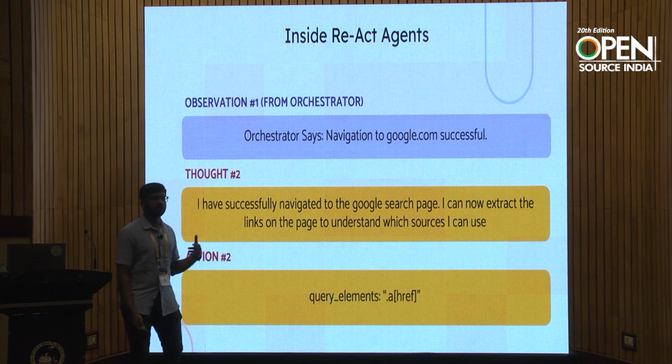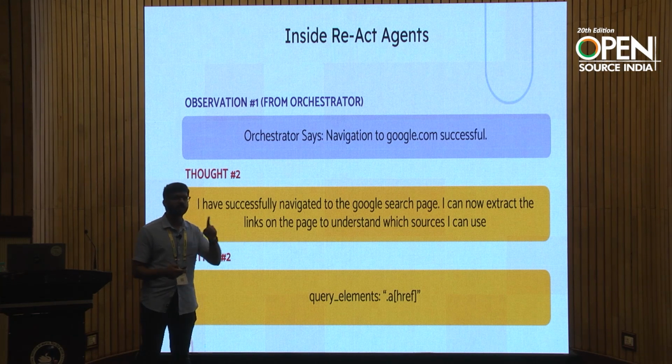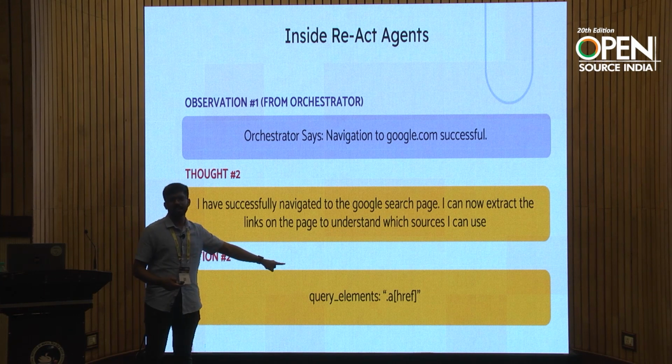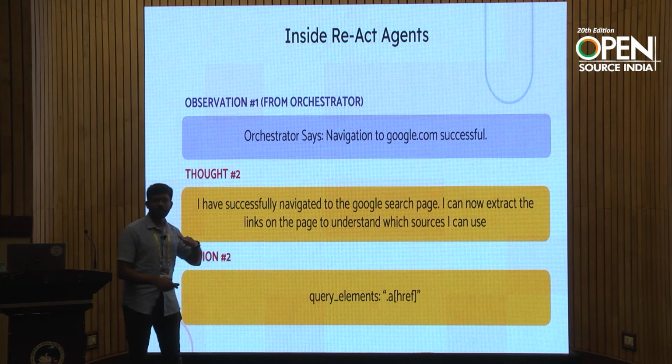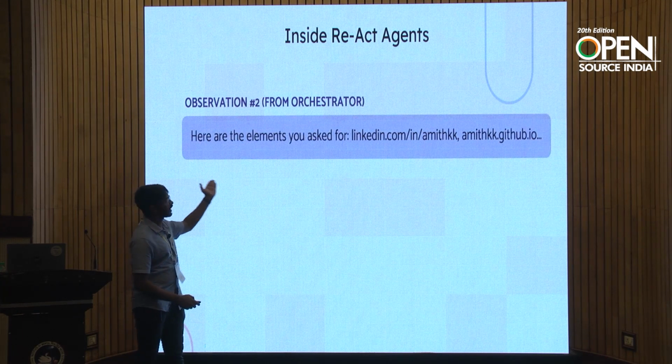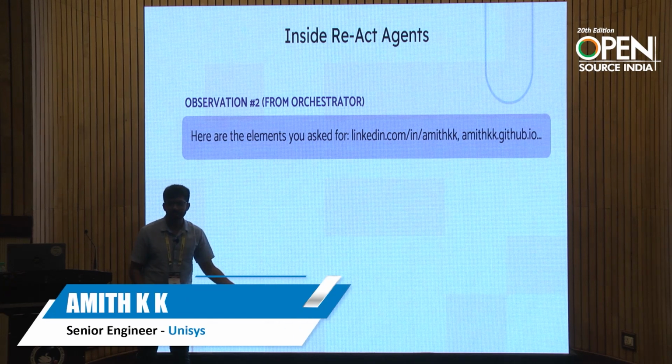So here, the tool had a description saying that the first parameter should be a CSS selector. So it's generated a CSS selector here. So now again we pause, the orchestrator takes over, gives it the answer. Here are the elements you asked for, big list of elements.